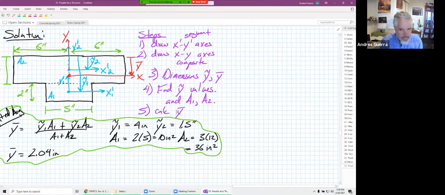Okay, the next part of this is really handy. We have kind of a lot of stuff going on, and it's really handy to use a table. And so let's use a table for the parallel axis theorem equations.